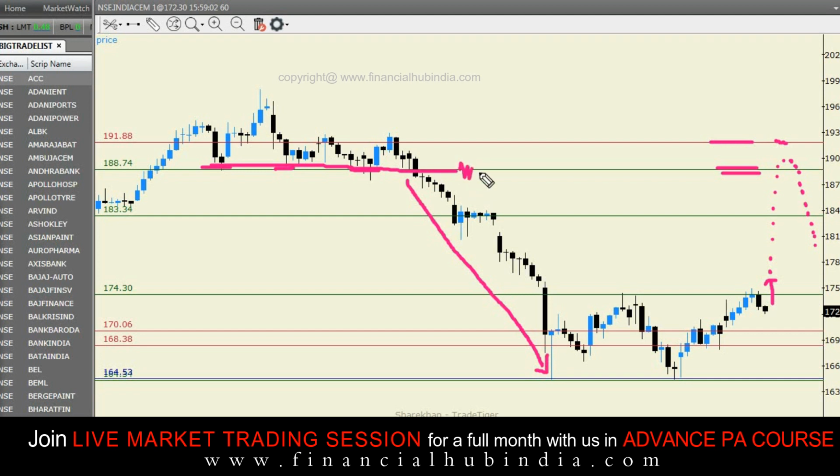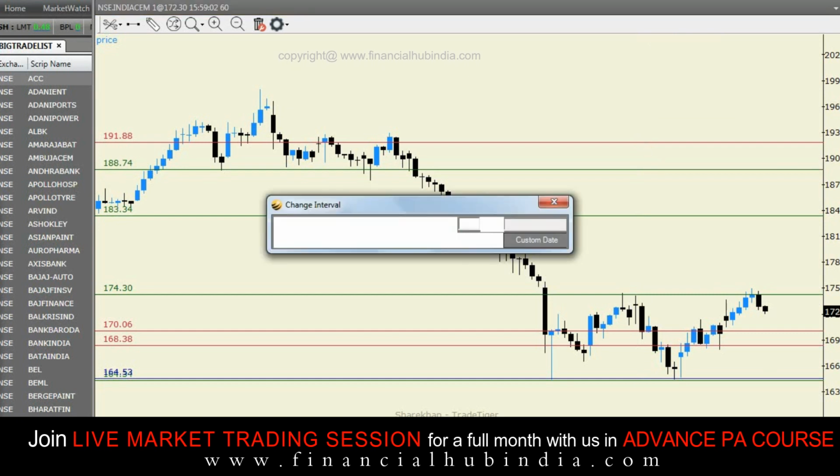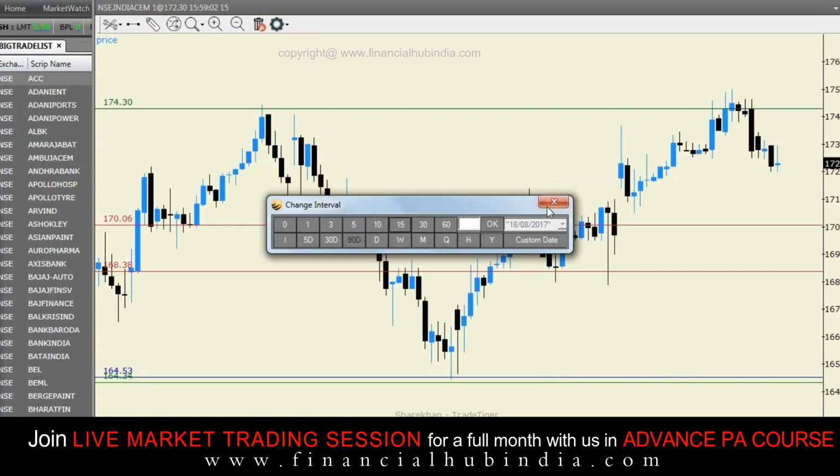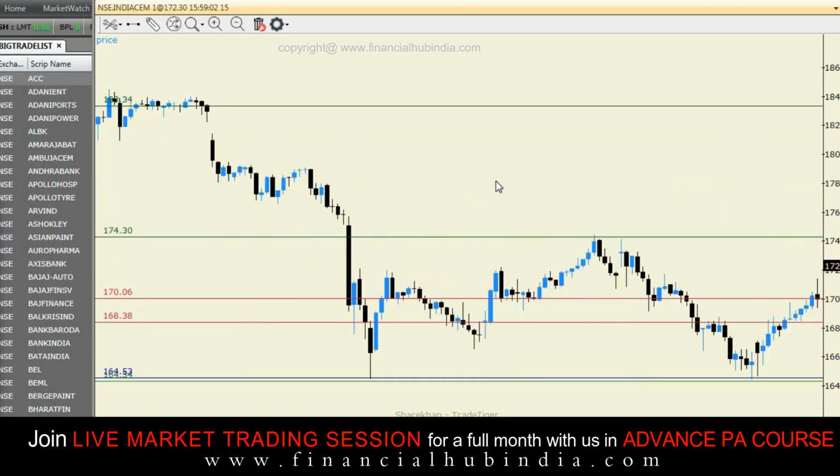So this level has its own importance, which is not seen in the daily time frames, but you'll have to see in the lower time frames. So hopefully it makes sense for you guys. Now let me dive down to 15-minute time frames, and I'm going down to 15-minute time frames for the FinHub India students. This concept won't be understood by the people who are not a part of FinHub.